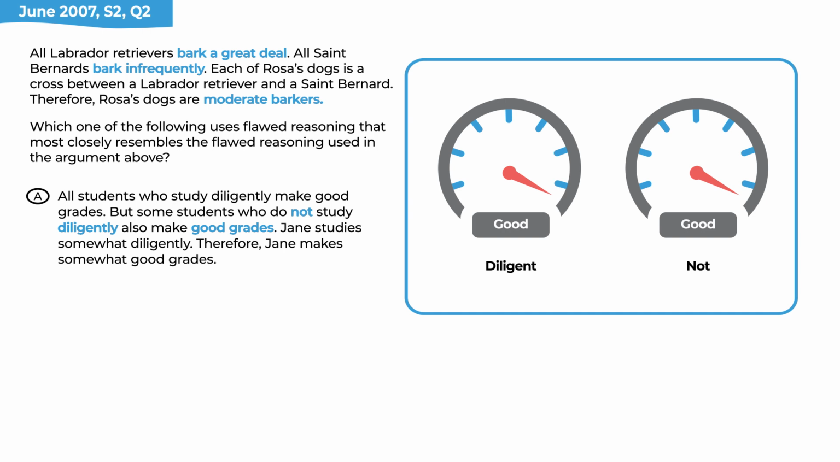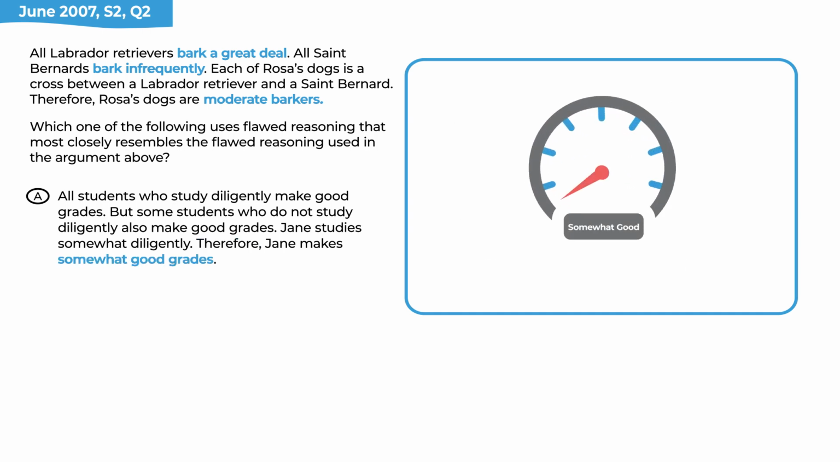We know that Jane studies somewhat diligently, and then we get the conclusion, therefore, Jane makes somewhat good grades. So the conclusion is that someone who is somewhat diligent makes somewhat good grades. Right? So the outcome is not perfect. It's not terrible.